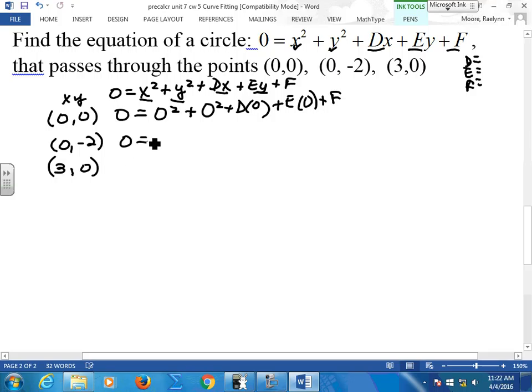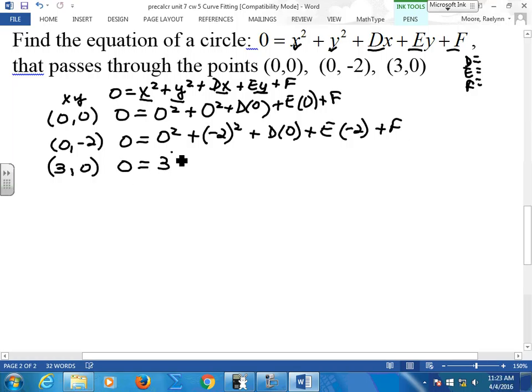Next one, 0 equals, X is 0, 0 squared, Y is negative 2, in parentheses. The D wants me to use the X. The E wants me to use the Y, plus F. And last one, 0 equals, X is 3, Y is 0. The D wants me to use the X. E wants me to use the Y, plus F.